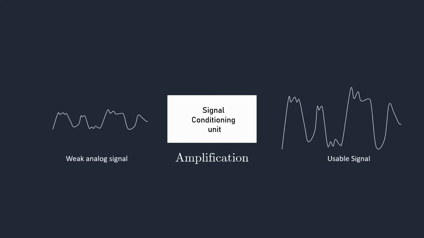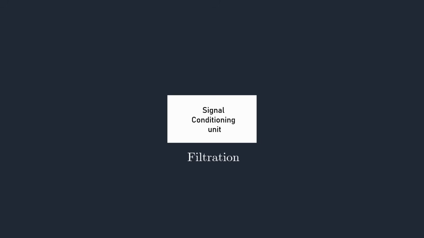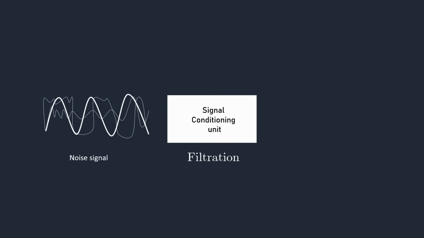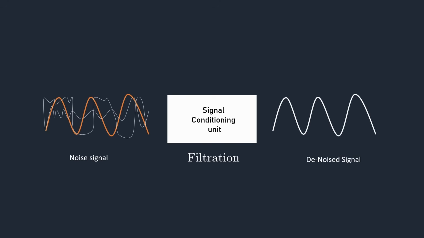A signal conditioning unit performs several important functions. First is amplification. It amplifies the weak analog signal from the transduction unit to a usable level. Second is filtration. The signal may contain noise due to electrical interference, vibration, or light flicker in the case of optical sensors. Filters like low pass or band pass circuits remove these noises and smooth the signal, so only the useful parts remain.